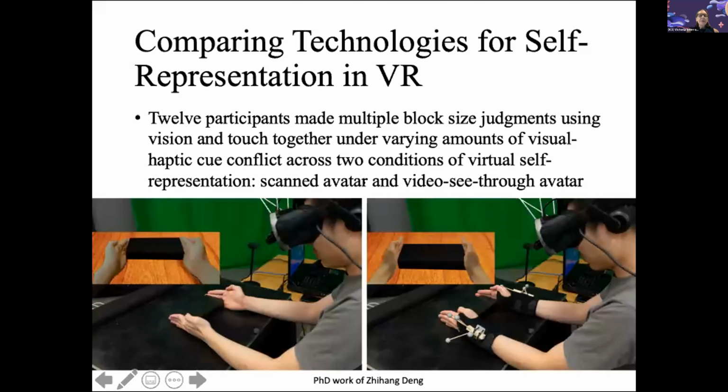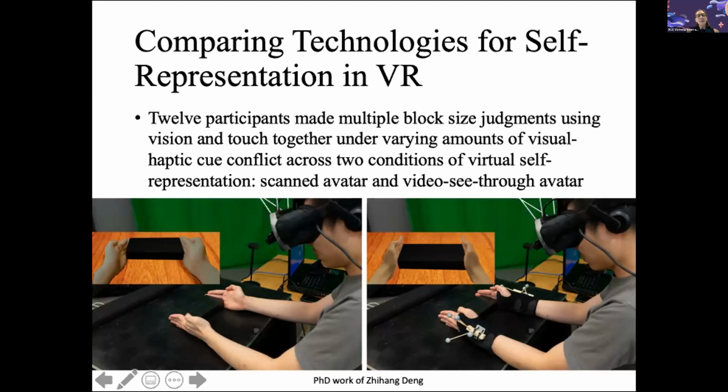Okay, this slide shows what the experiment looked like. We had 12 participants, and we asked them to tell us the size of a block that they saw and touched at the same time. This was across two different conditions of virtual self-representation. In half of the trials, they saw a scanned avatar, and in half of the trials, they saw the video see-through avatar. In this case, you can tell that this is the scanned avatar.